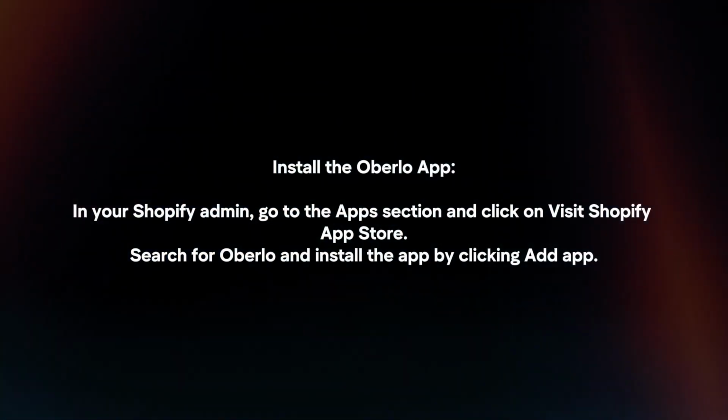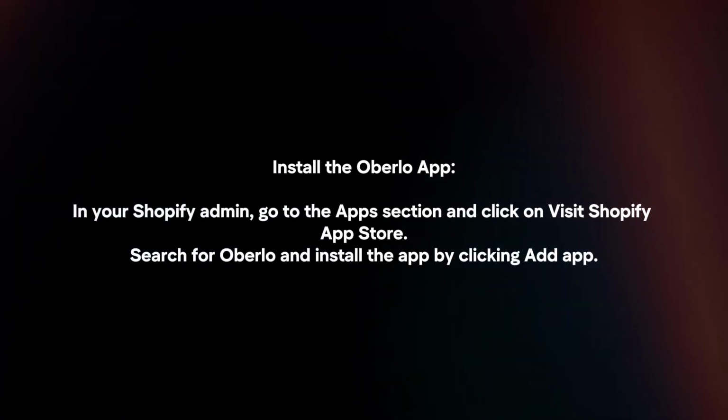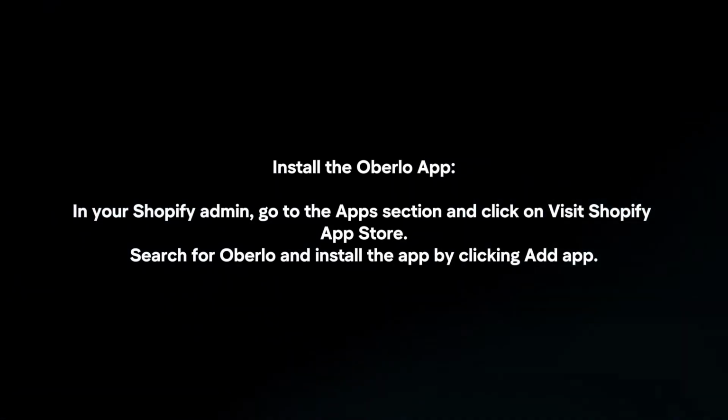Install the Oberlo app. In your Shopify admin, go to the app section and click on Visit Shopify App Store. Search for Oberlo and install the app by clicking Add App.